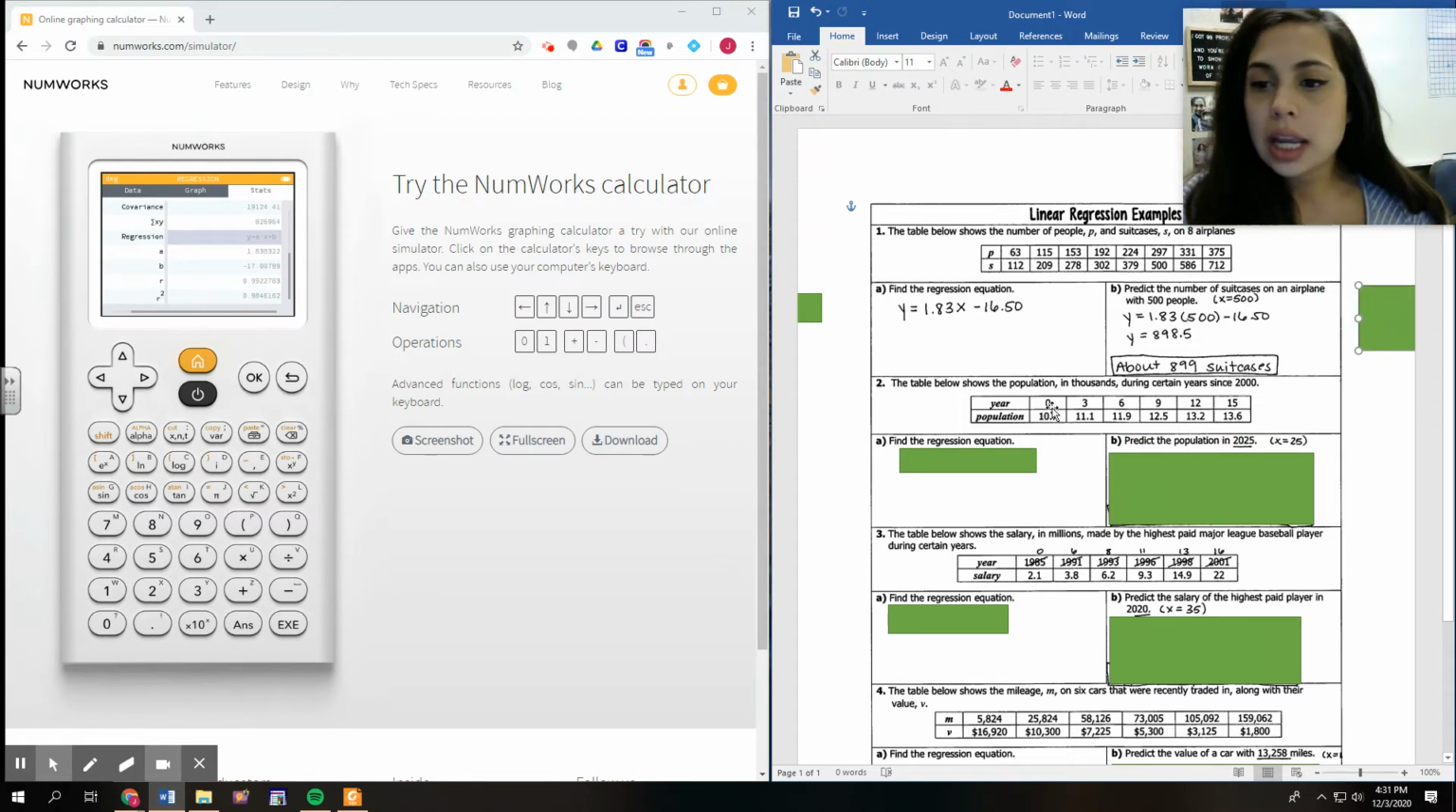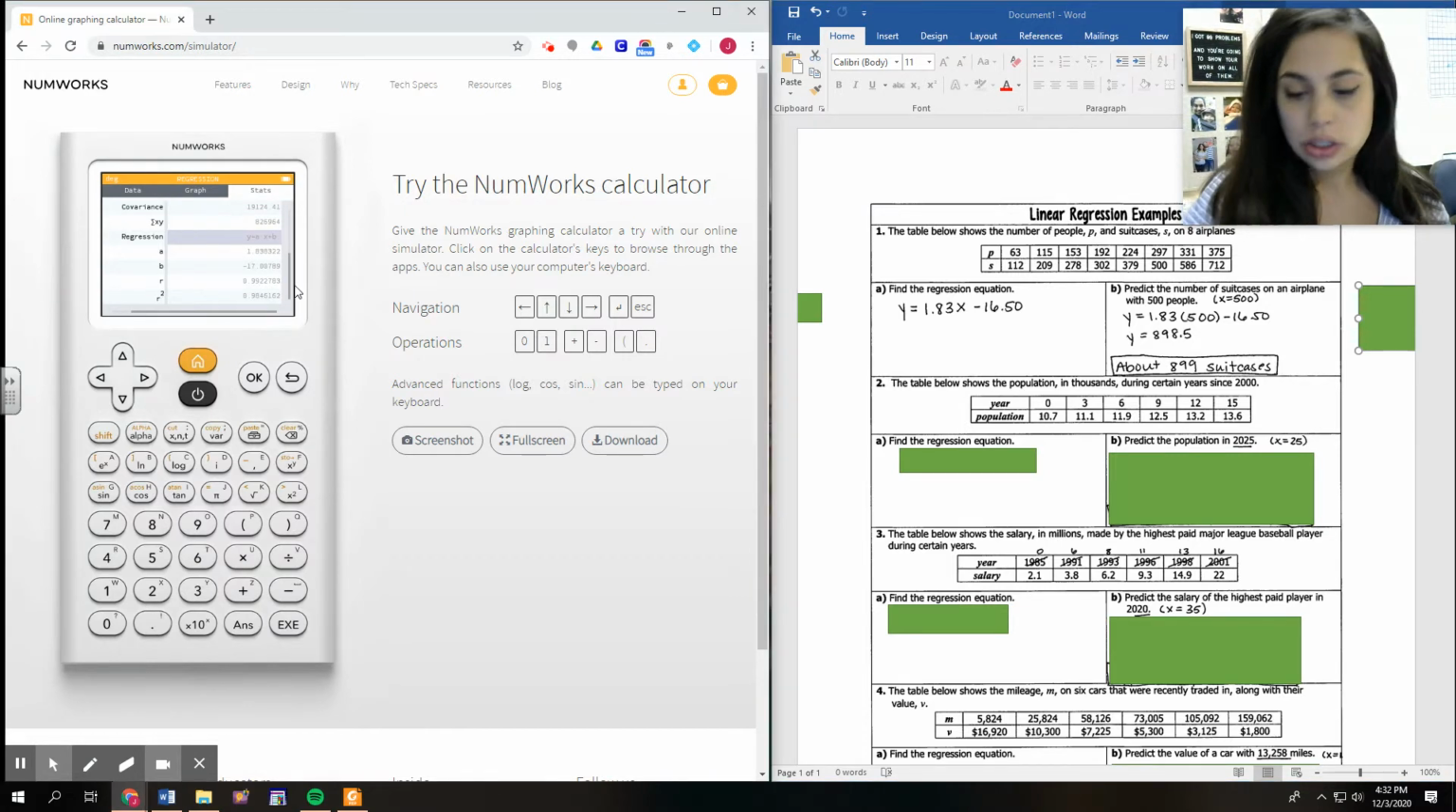Looking at number 2, the table below shows the population in thousands during certain years since 2000. Year 0 represents the year 2000, and the population was 10.7 thousand. It's important to note that when you give your answer for this y value, it's whatever this number is and then thousand following that. That's kind of like the units: this many thousand people. Part A says find the regression equation.